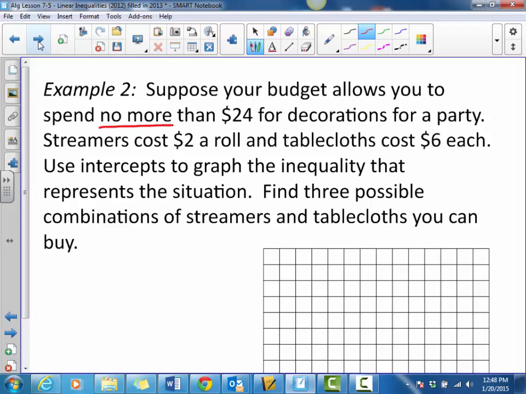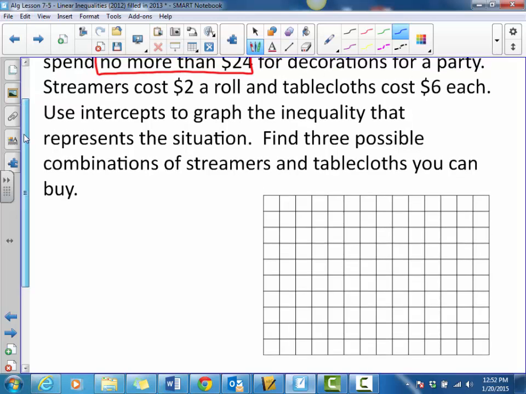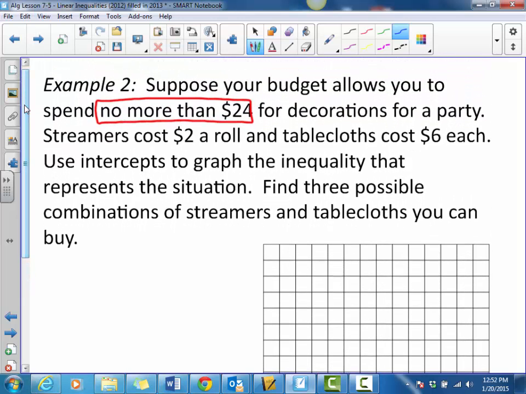Suppose your budget allows you to spend no more than $24 for decorations for a party. Streamers cost $2 a roll, and tablecloths cost $6 each. Use the intercepts to graph the inequality that represents the situation. Find 3 possible combinations. First of all, we need to remember what no more than $24 means. No more than is less than or equal to 24.